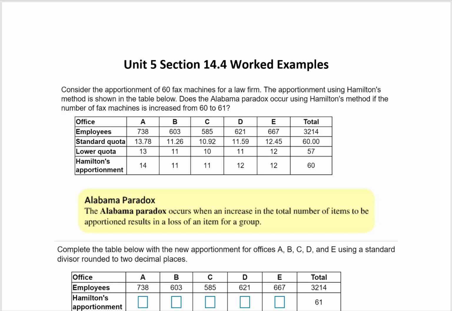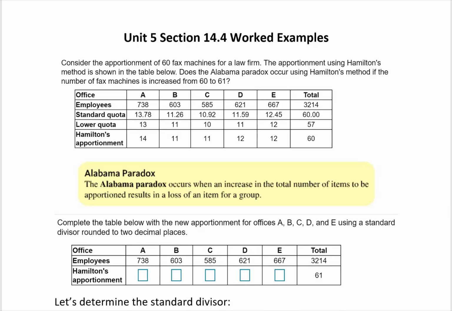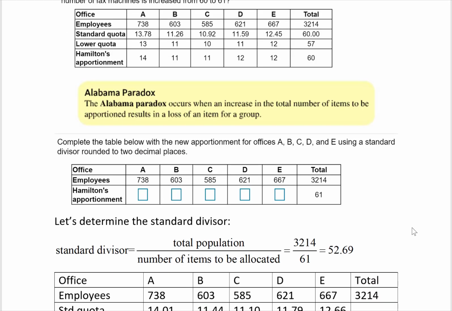Remember, the Alabama paradox occurs when an increase in the total number of items to be apportioned results in the loss of an item for a group. So the first thing we want to do is complete the new apportionment for offices A, B, C, and D using a standard divisor rounded to 2 decimal places. So we've got 61 fax machines now to be allocated among the 5 offices where there's a total of 3,214 employees. So I went ahead and calculated the standard divisor. I took 3214 and divided by 61, and I got 52.69.